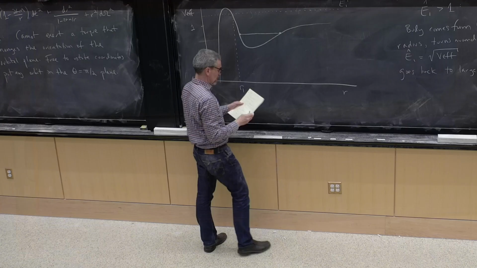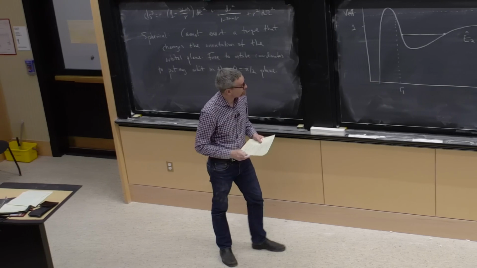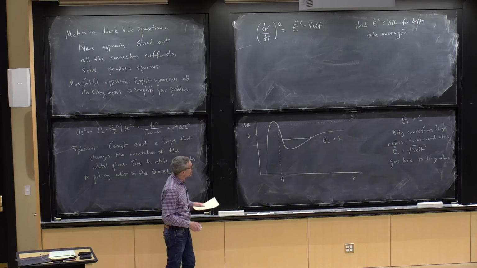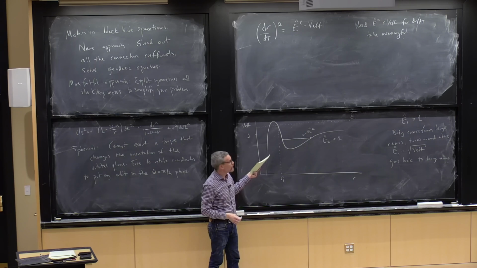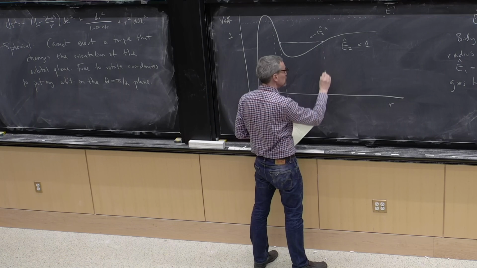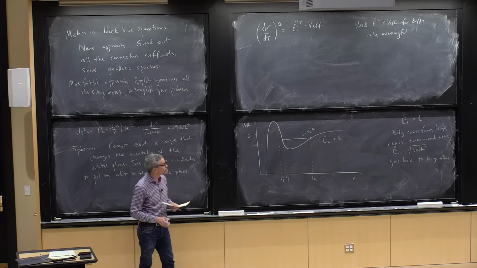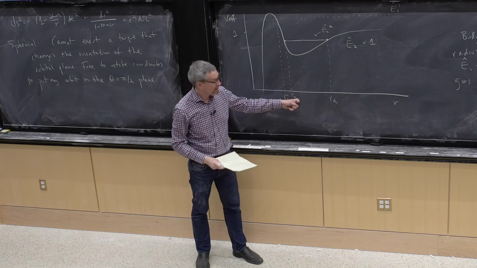Let's call this E2. Some value that is less than 1. Okay, well, for E hat 2, the potential is underneath E hat 2 squared only between these two radii, which I will call R sub P and R sub A. What we expect in this case is motion of this body essentially going back and forth and turning around at periastron and apoastron.